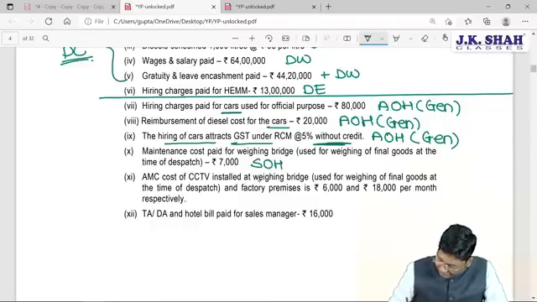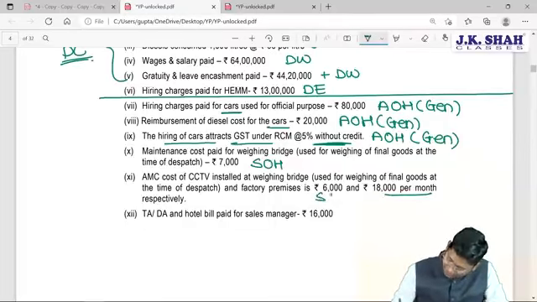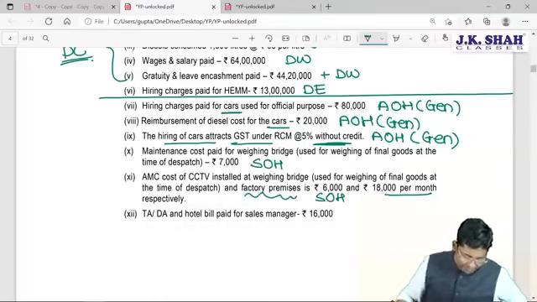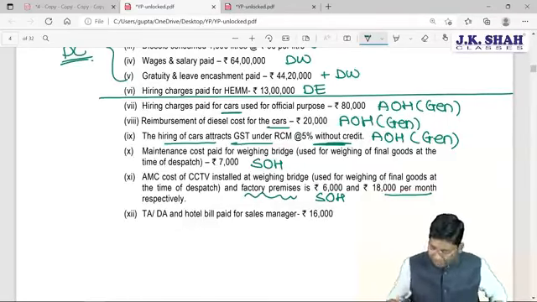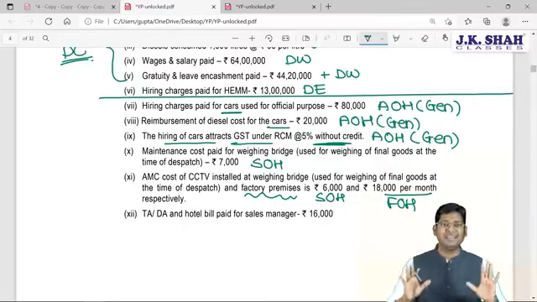Cost for CCTV installed in the weighing bridge, again a bridge related item, and the factory premises is 6,000 and 18,000 per month respectively. So 6,000 rupees is your selling overhead, whereas the 18,000 rupees amount is related to your factory premises, and this factory premises amount we should record under factory overhead. It is pretty clearly given.